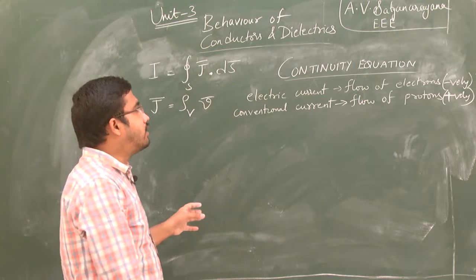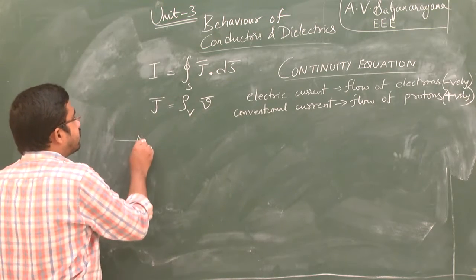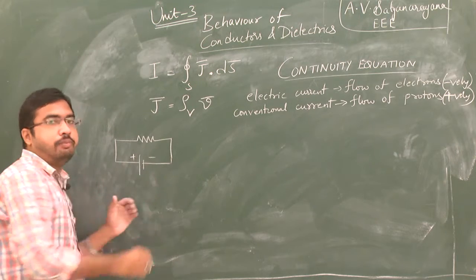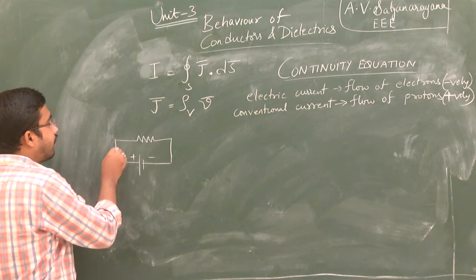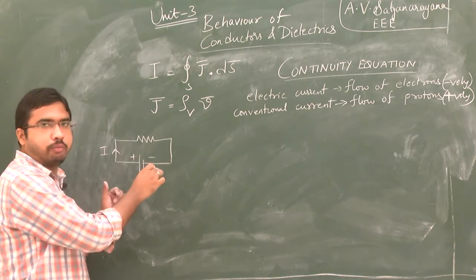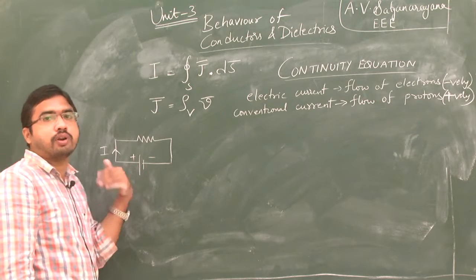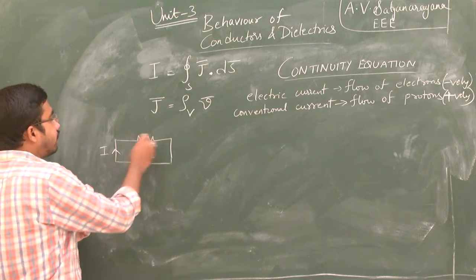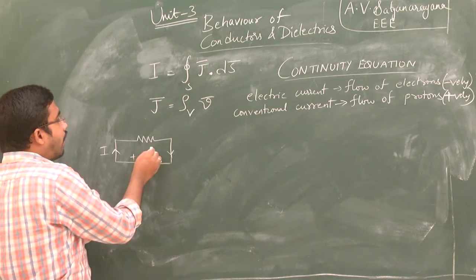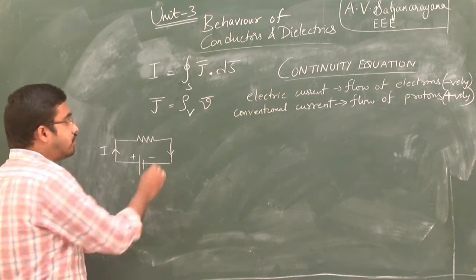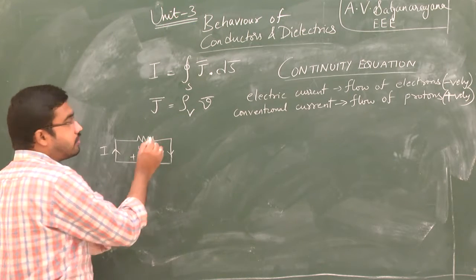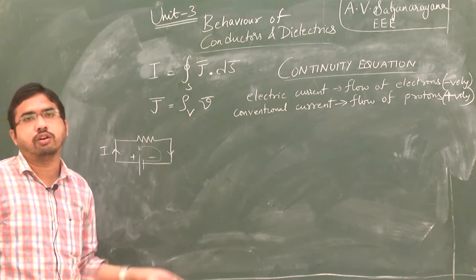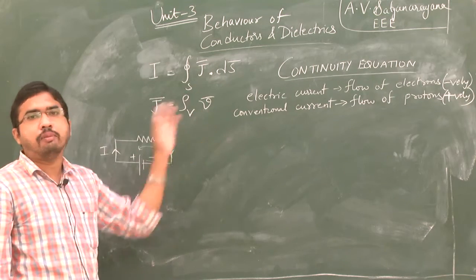Now if you consider a small circuit like this, how will be your conventional current? Conventional current will be from high potential to low potential. That means the flow of protons, the flow of positively charged particles is the conventional current, and your electron direction is opposite. That means like this you can take the electric current direction. So conventional current is from high potential to low potential, electron current is opposite.